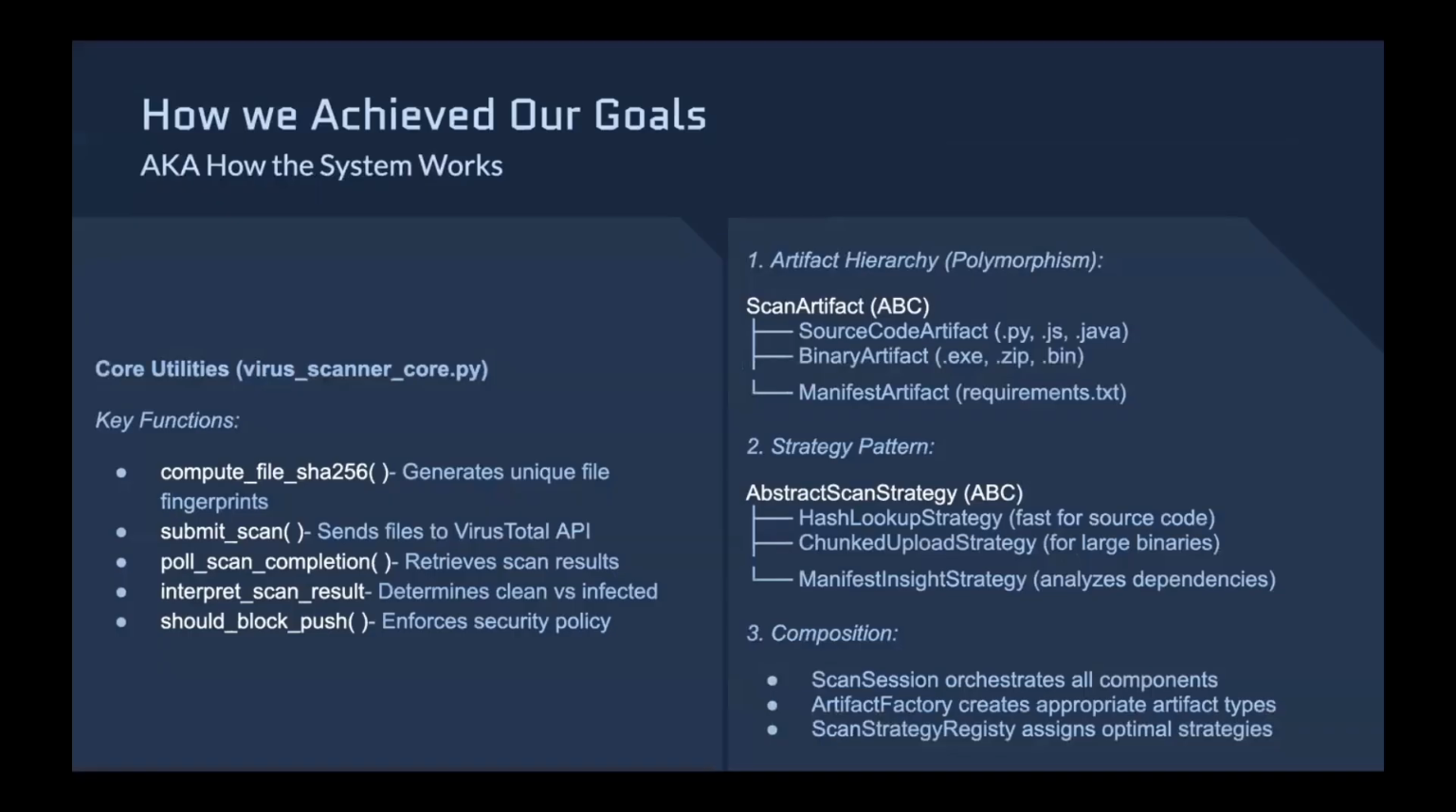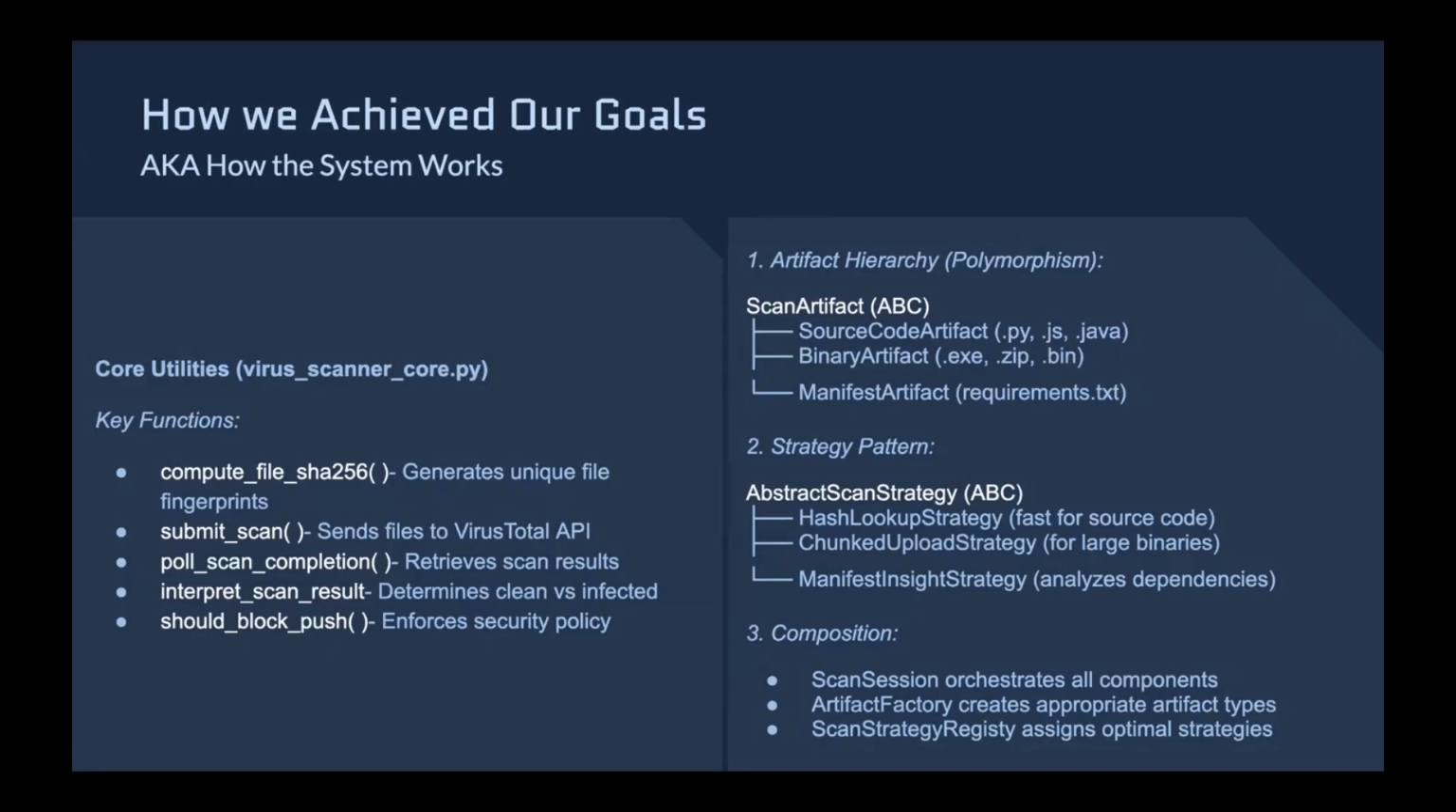When it comes to how our project actually works, we have five core functions, which are the root of our project, and they are compute file, submit scan, poll scan, interpret scan, and should block. And all of these functions work together to create a working flow for our overall project, which then transfers into two main object-oriented designs, one being artifact hierarchy and the other being strategy pattern.